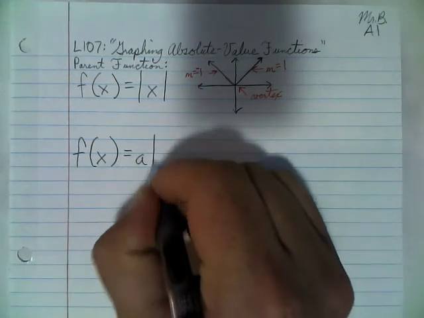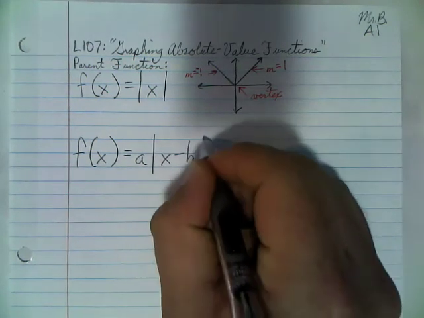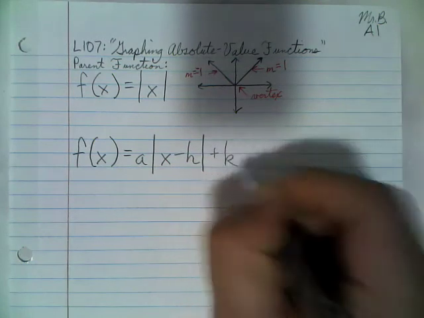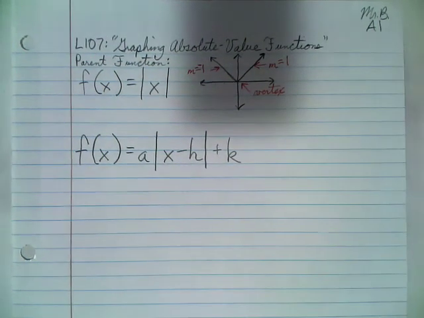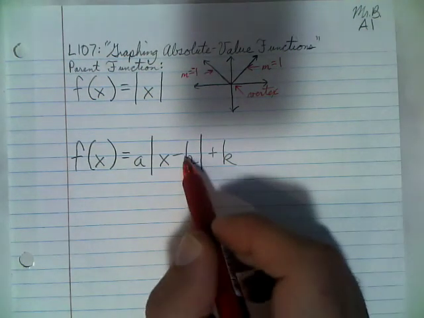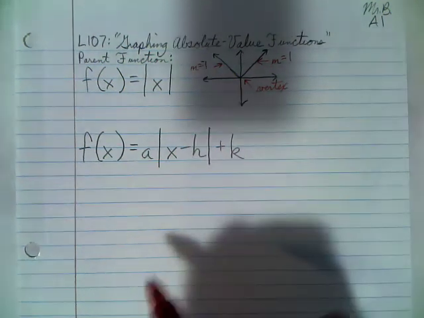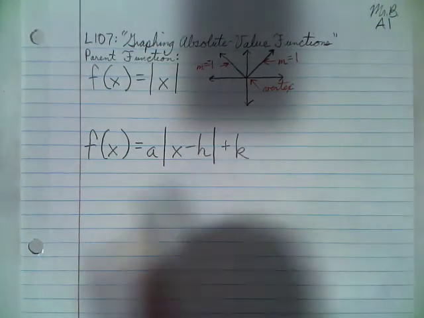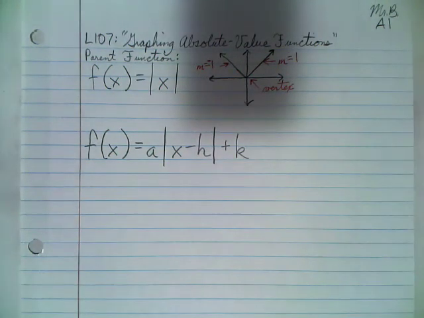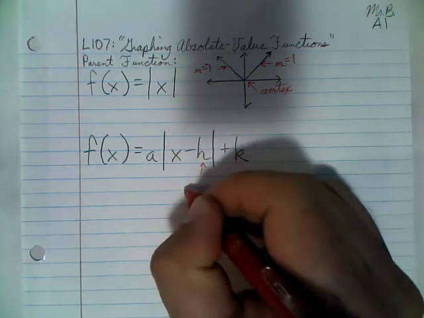So we have A times the absolute value of x minus h plus k. So that's going to be kind of our standard form, if you will. It's not technically standard form, but it's basically going to be our standard form for what we're going to be doing with this lesson. So what we've got here is we've got something being subtracted with x, then something added with the absolute value, and something being multiplied with the absolute value. And so A, H, and K each do something to the shape or the position of this graph.